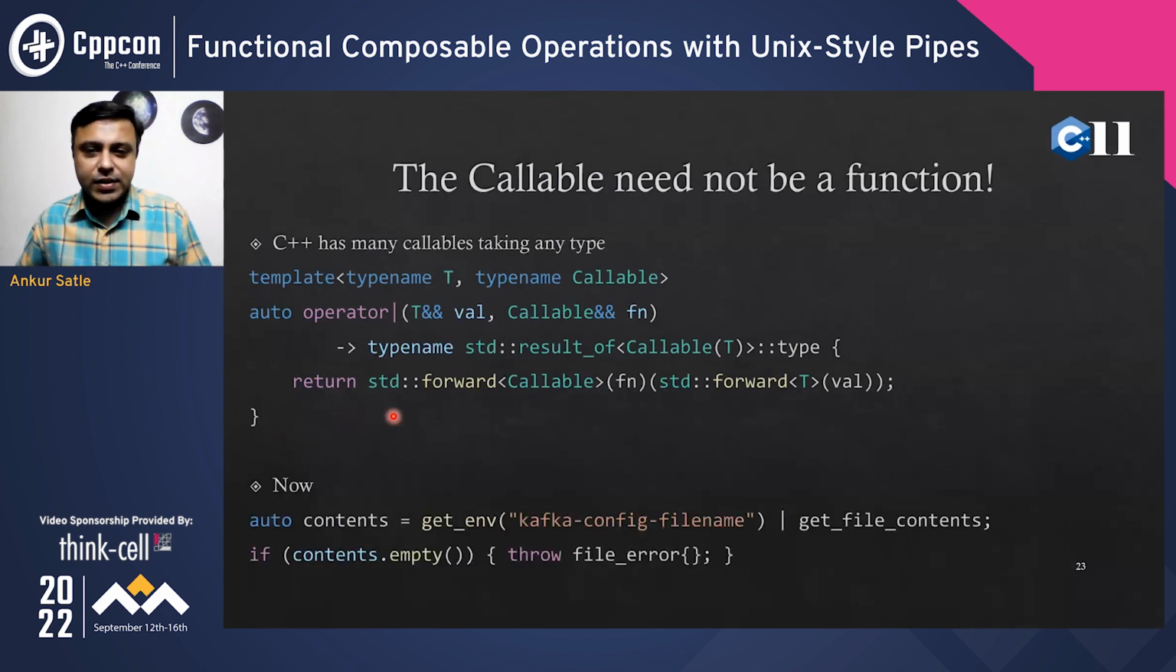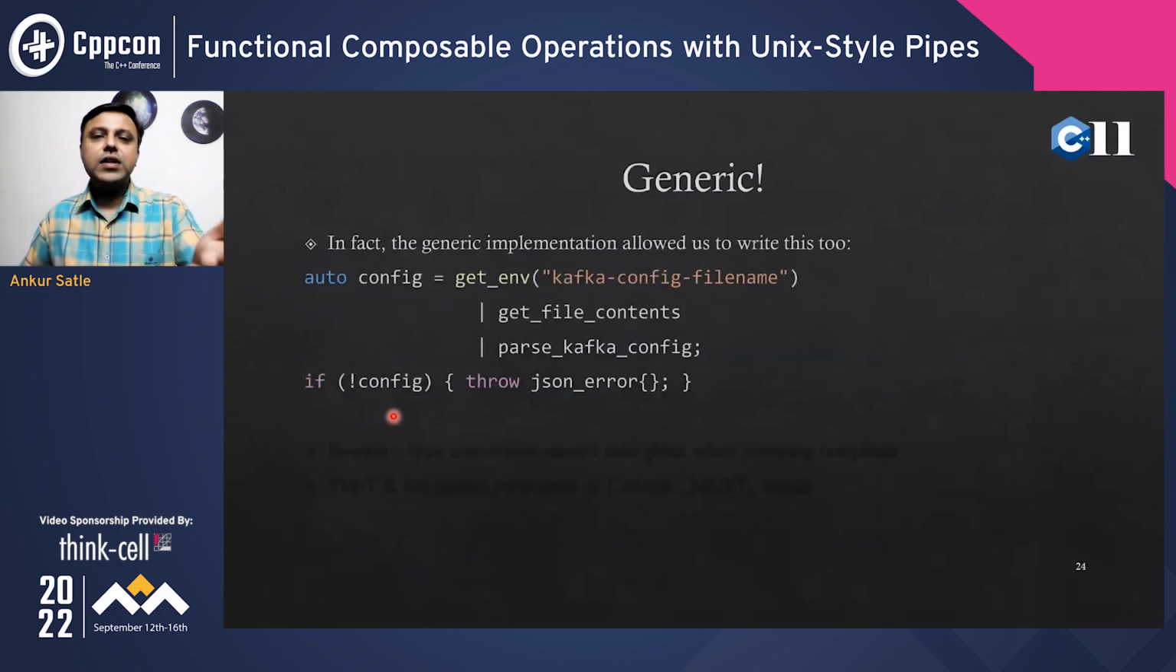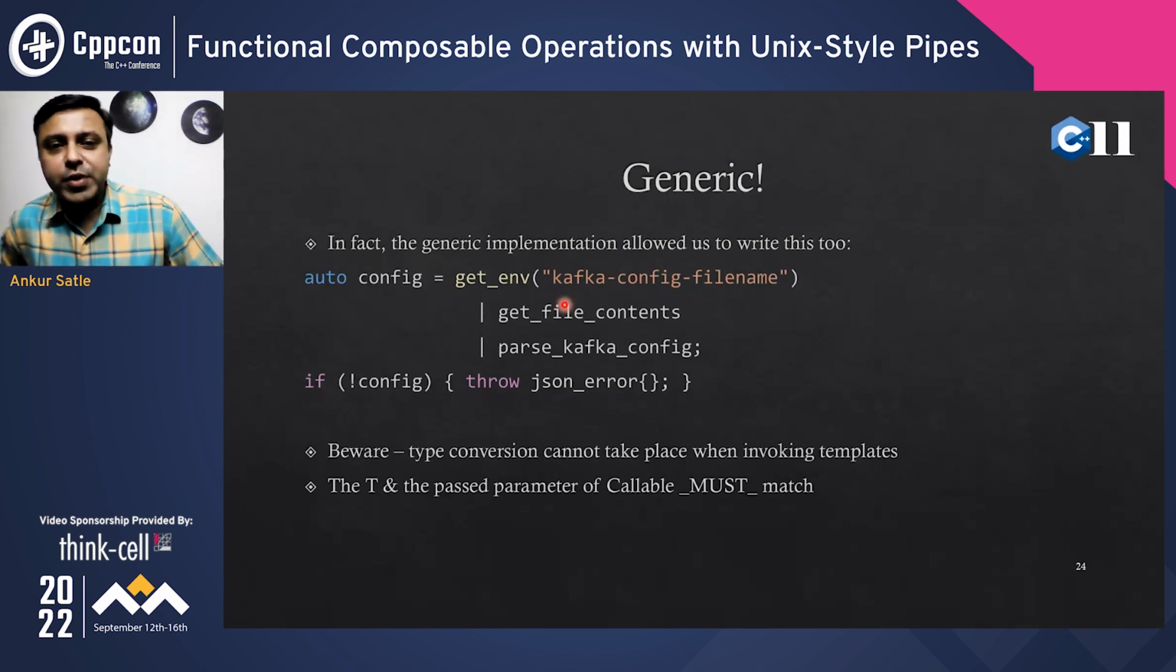But with that, you can definitely write this. And in fact, even the next operator is now added to the sequence here. So you get from the environment, not only get the file contents, but based on the contents, you also parse the Kafka config. Now you can check this object, which is at the end of three operations, and you can get the same functionality. Beware, type conversion with templates is not possible.